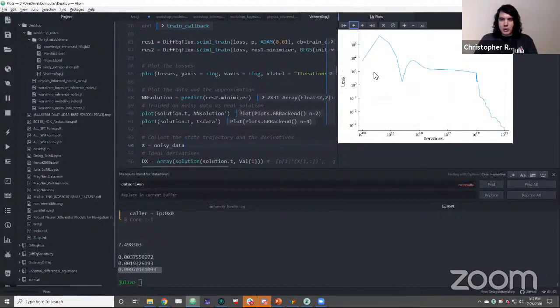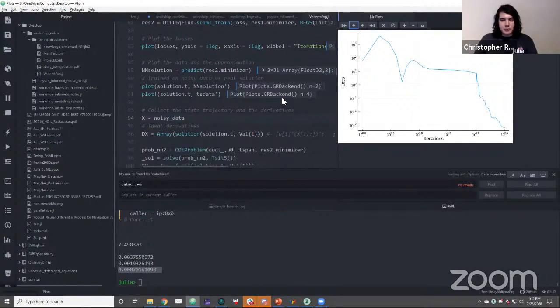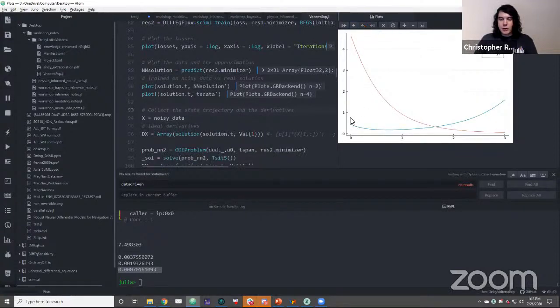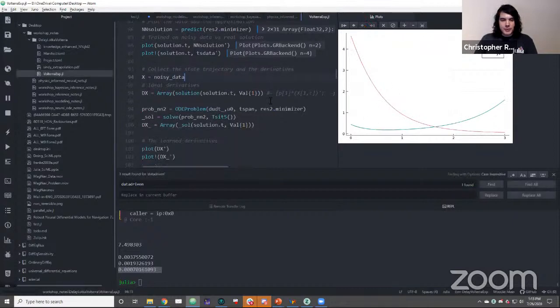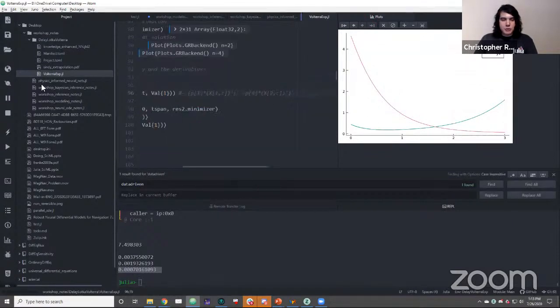So our losses: we started at a fairly high loss, and it dropped down. This is where we then switched to BFGS, where BFGS did a line search and did a movement, and then it very quickly dropped to be able to finish. And so when we now plot the neural network on top of our data, we see that we're able to fit this quite well, on top of the true solution, that is.